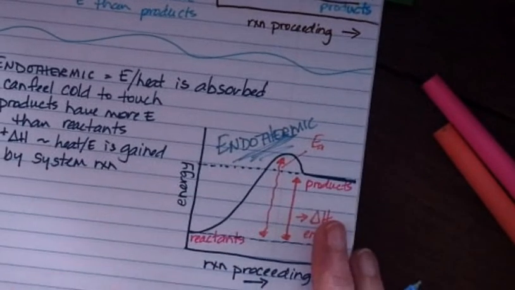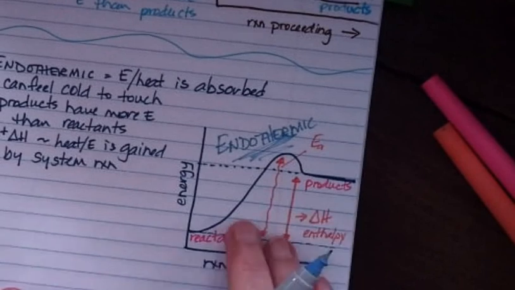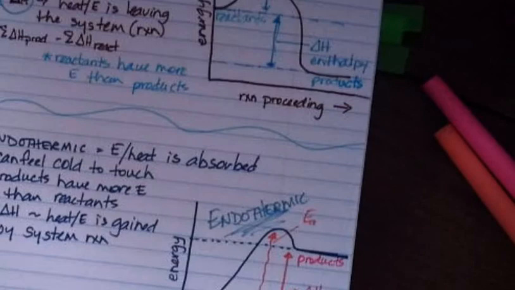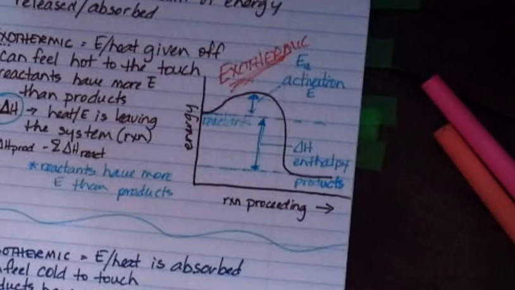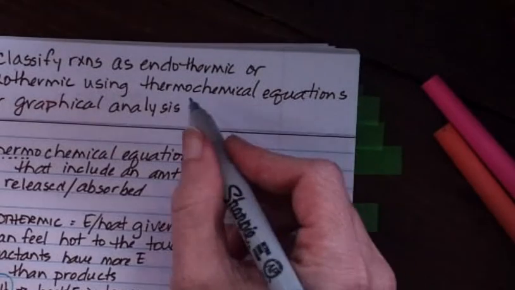So this is what it means when it talks about the graphical analysis. We look at these graphs and we analyze these. The other part is the thermochemical equations, and we'll do that next.